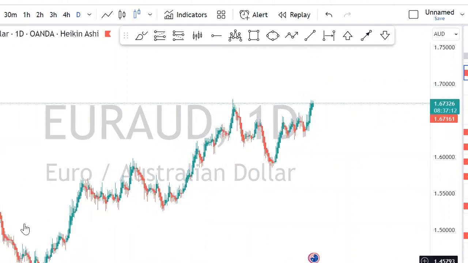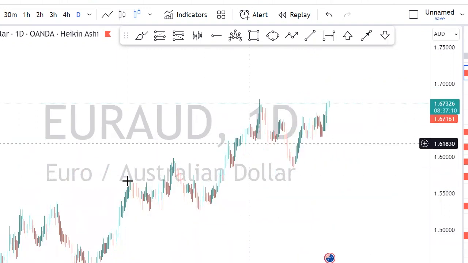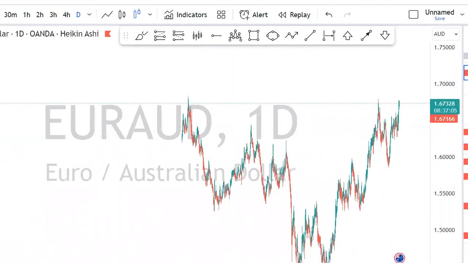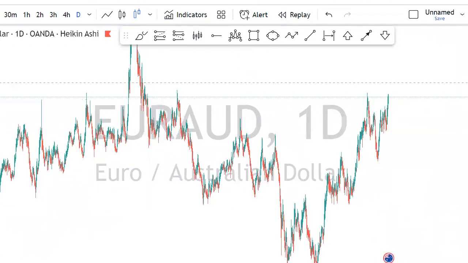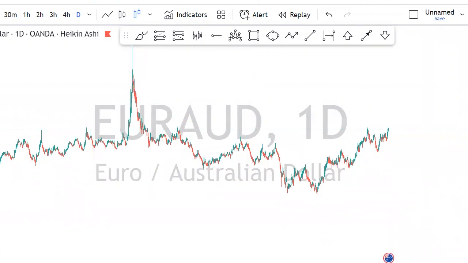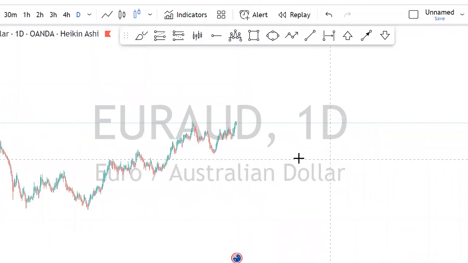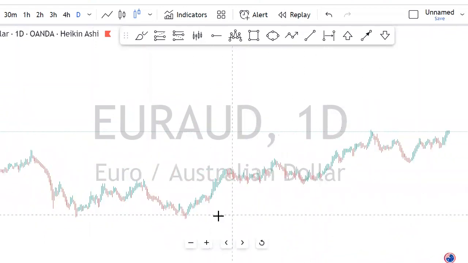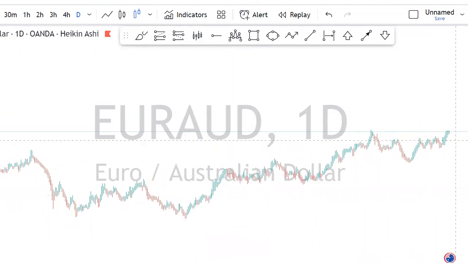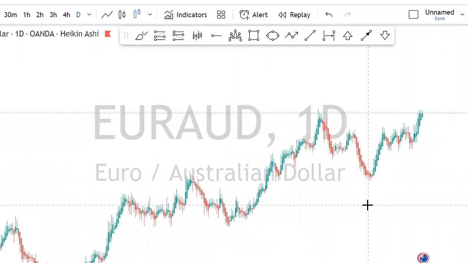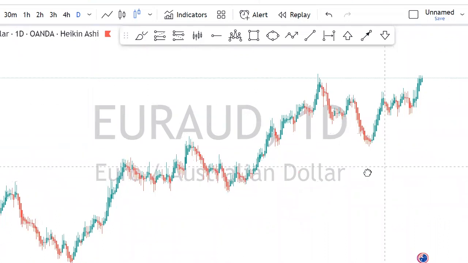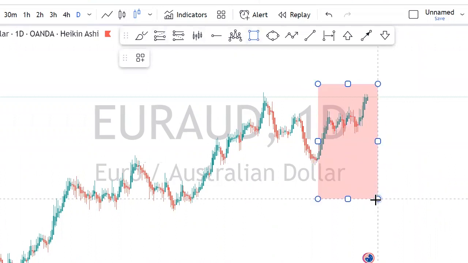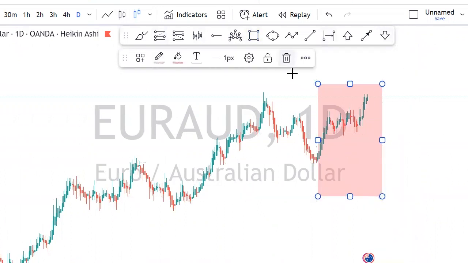So I'm just gonna erase every single thing. This is the daily time frame. As you can see, lately we've been having an uptrend dating back to sometime last year, but we're not gonna really go back into the past. We're just gonna focus on what's happening right here, which is the current market.